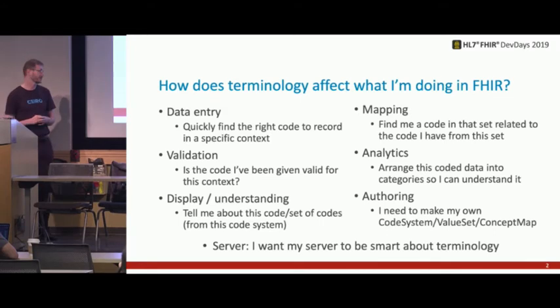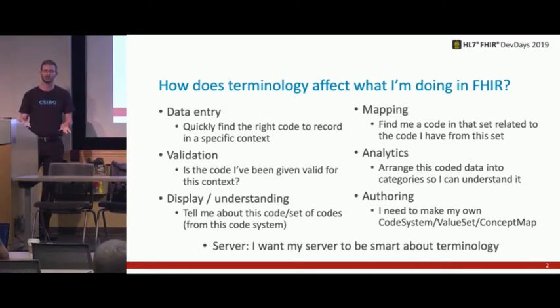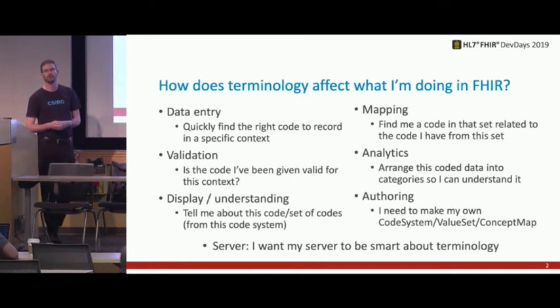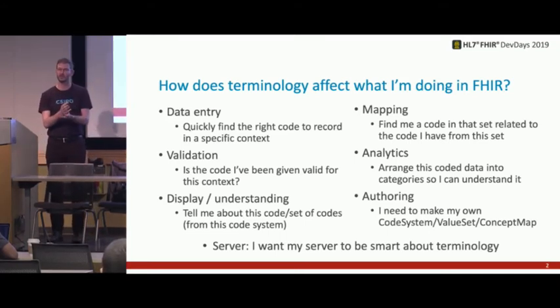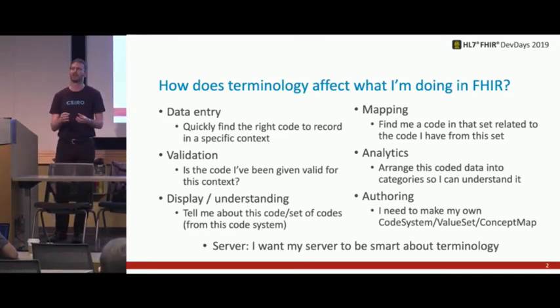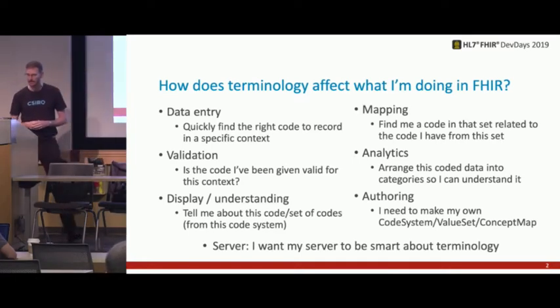If you're doing analytics, so you've got a whole bunch of coded data and you want to get a holistic view of what it's trying to tell you, then the FHIR Terminology Services APIs can really help you with that. You can build value sets which represent categories that you're interested in, and then group your codes into these categories to try and group the resources that you're dealing with.